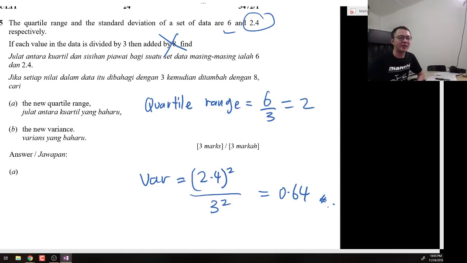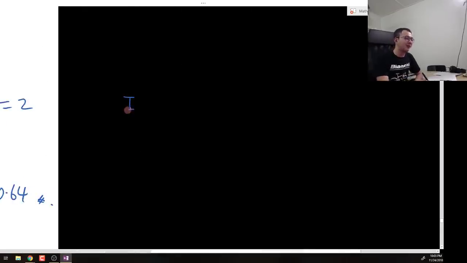Can you explain a bit about first quarter and inter-quarter range? Yeah, inter-quarter range basically is the third quarter minus the first quarter. Yeah, nothing. Quarter range just means inter-quarter range over here, I guess.